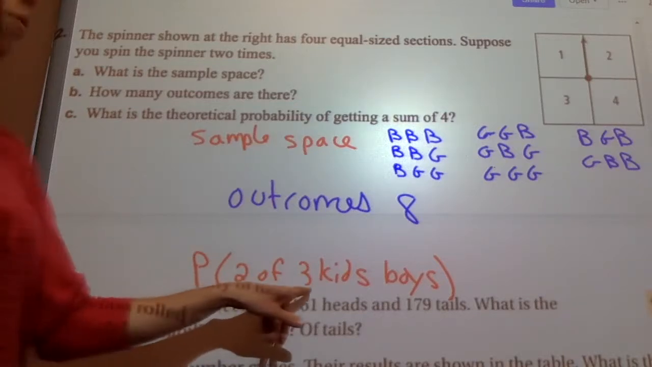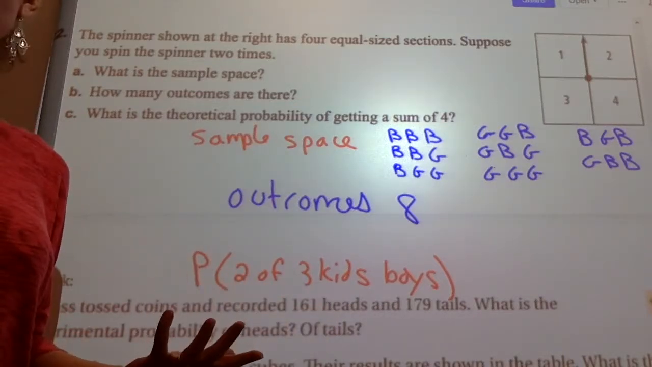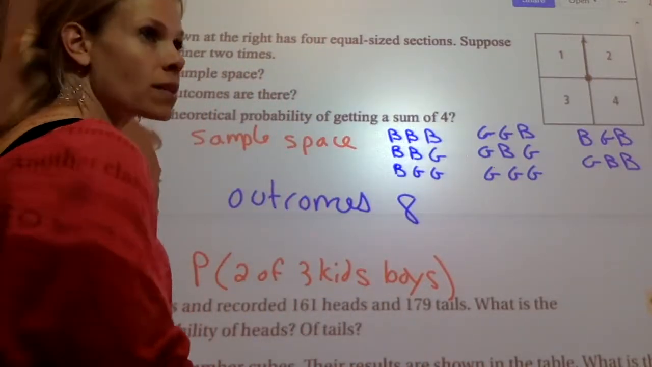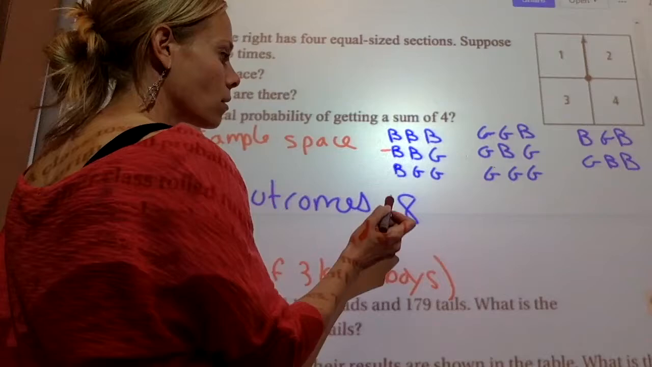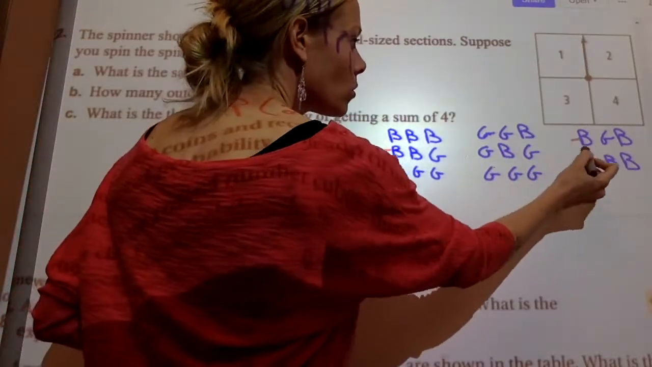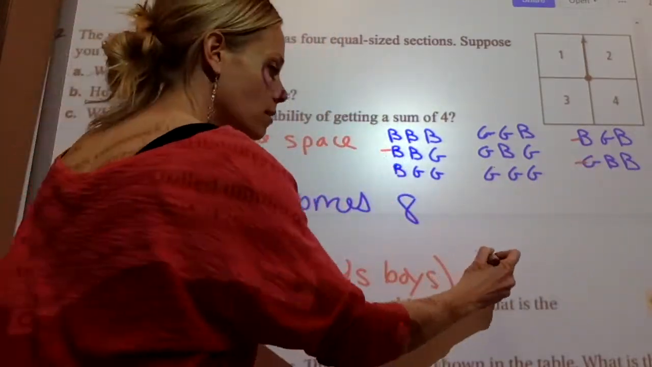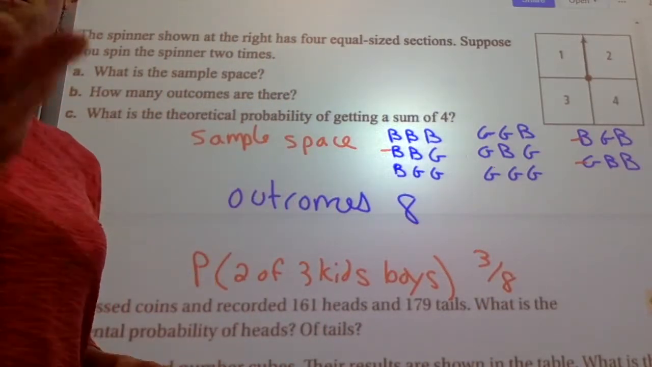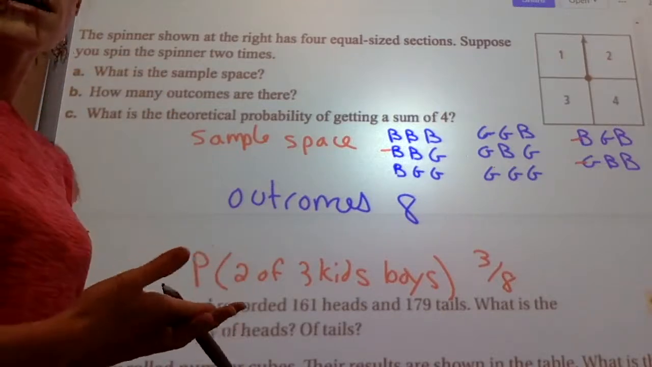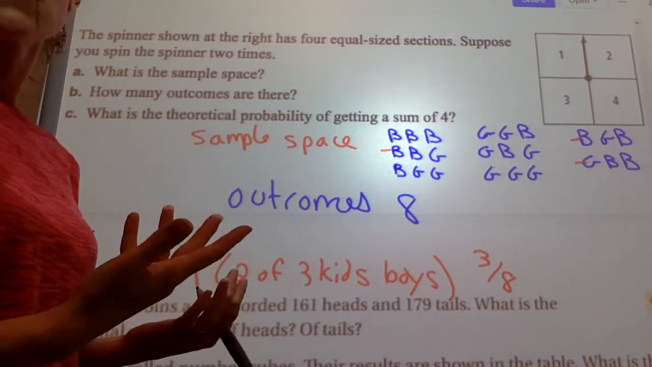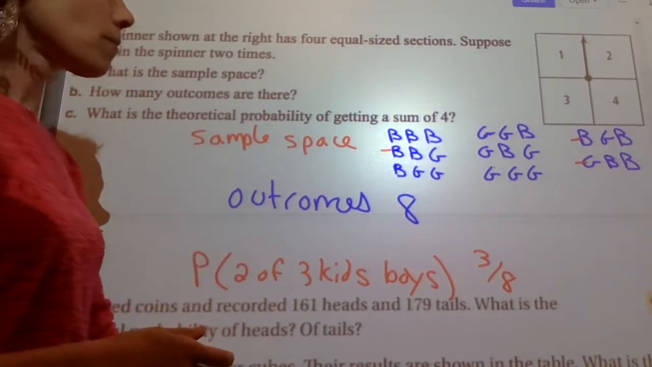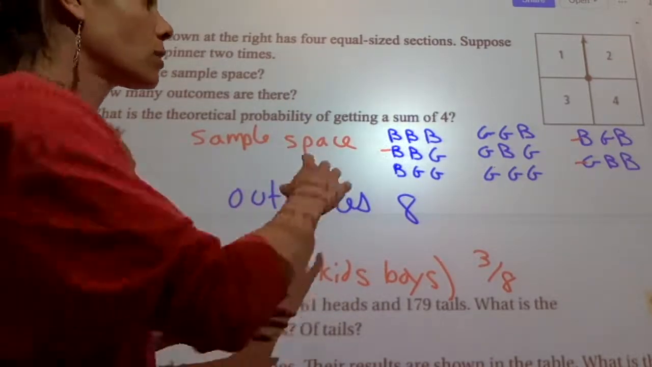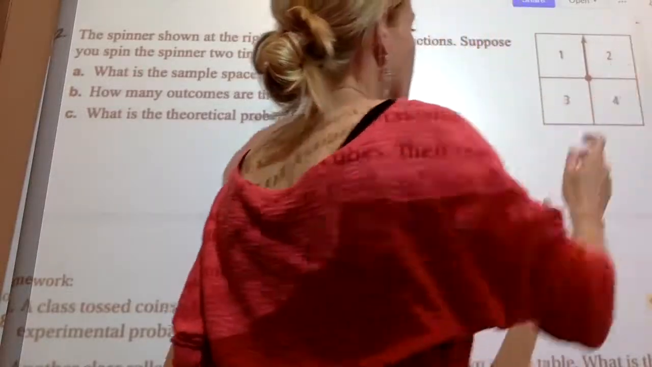What's the probability that 2 of my 3 kids are going to be boys? So, and exactly 2. So which ones have exactly 2 boys? 1, 2, 3. So I'd say 3 out of 8. 3 out of 8 probability, whatever that is as a decimal, of having exactly 2 boys if I wanted 3 kids. Okay. See the difference between sample space and outcomes? Okay, so let's do the example on our paper.